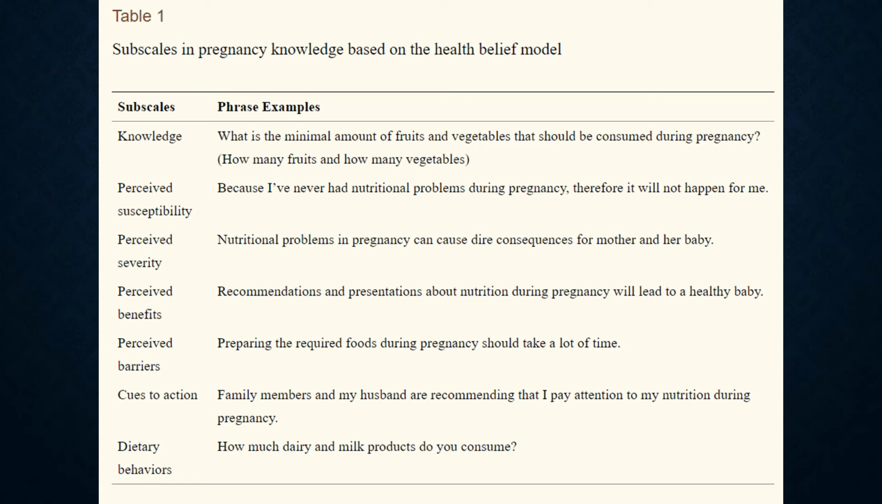For perceived barriers: preparing the required foods during pregnancy should take a lot of time. And then for cues to action, we have: family members and my husband are recommending that I pay attention to nutrition for pregnancy. There was also a question about dietary behaviors, which stated: how much dairy and milk products do you consume? Each of these questions was centered around one of the major concepts of the health belief theory.